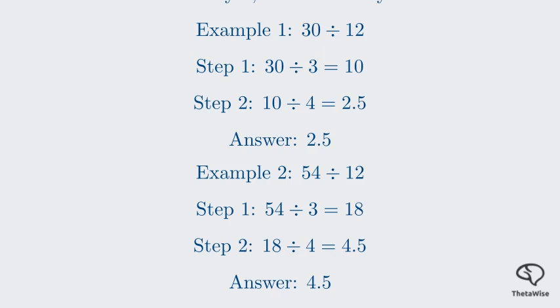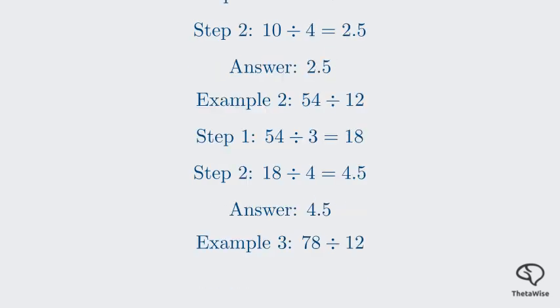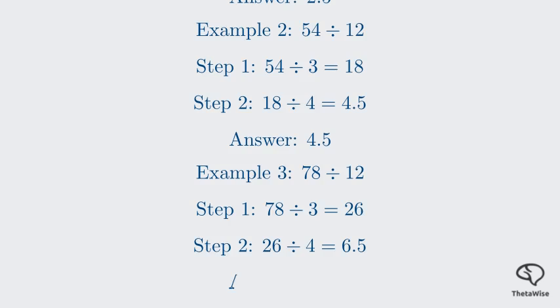What is 78 divided by 12? First, divide 78 by 3, which is 26. Then, divide 26 by 4, which is 6.5. So, 78 divided by 12 is 6.5.